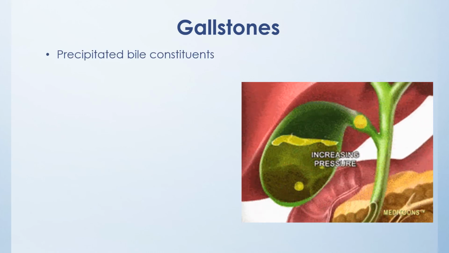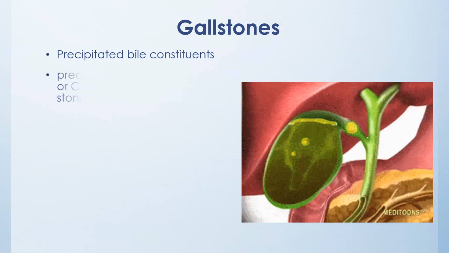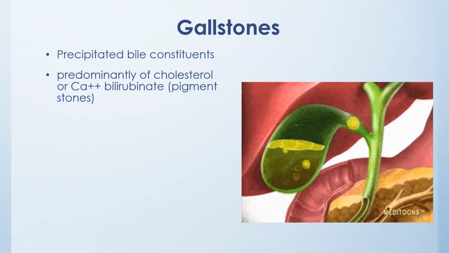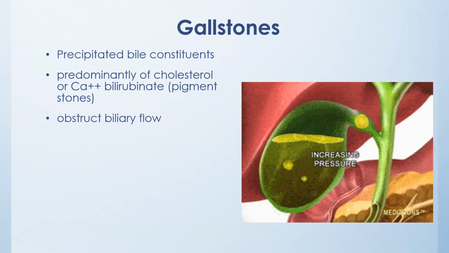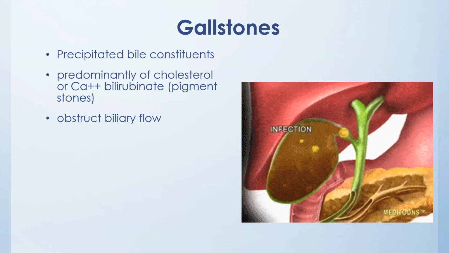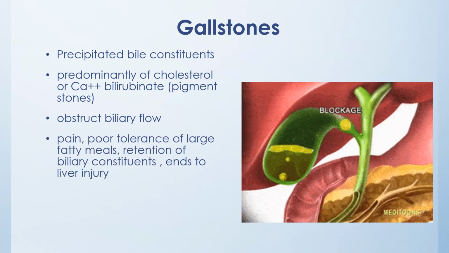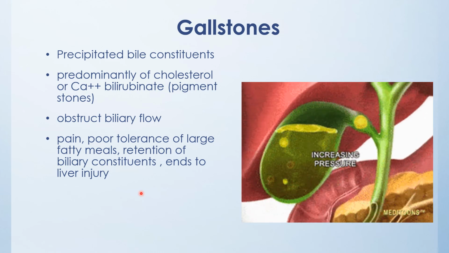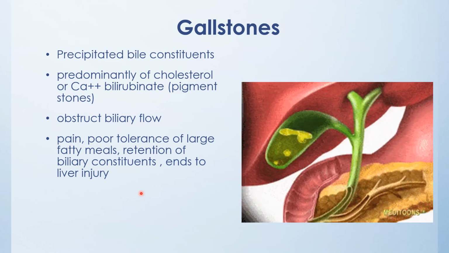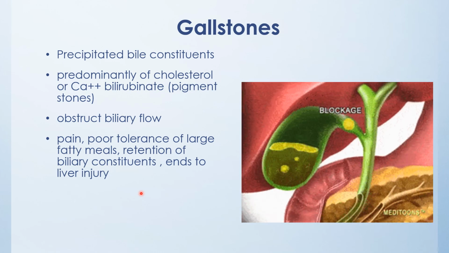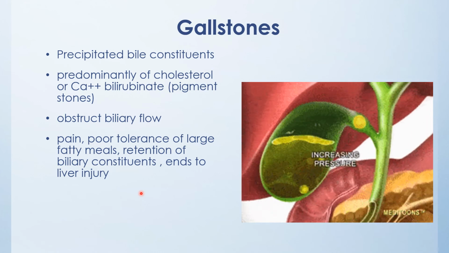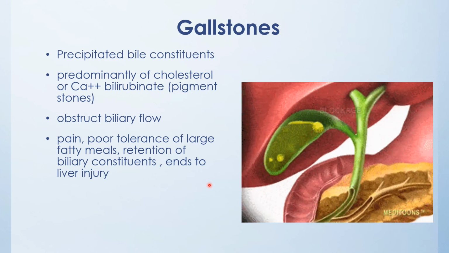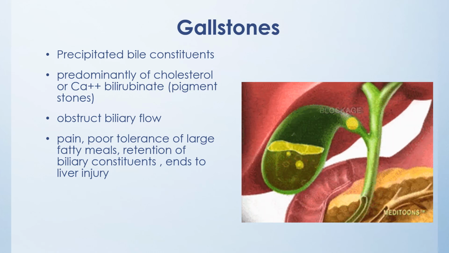Gallstones are precipitated bile constituents, which are predominantly cholesterol and or calcium bilirubinate, which are pigment stones. The problem that they will cause is they may obstruct biliary flow from this part to somewhere down. It will manifest as signs of pain and poor tolerance of large fatty meals. Then later on, we'll have signs of retention of biliary constituents, ending up in liver injury.